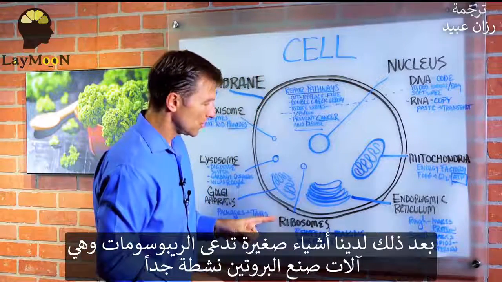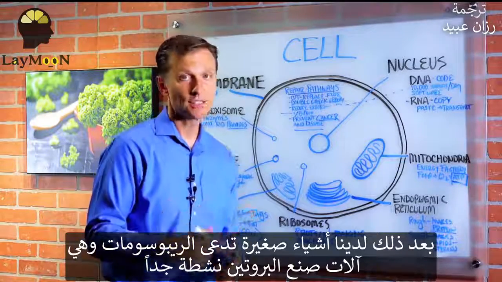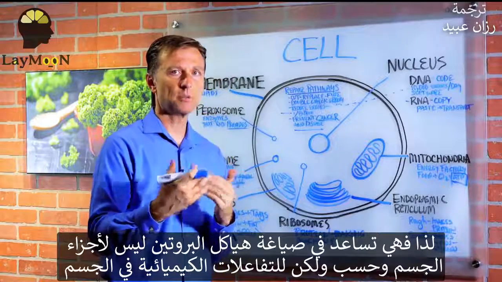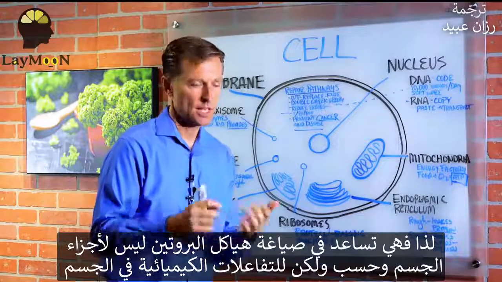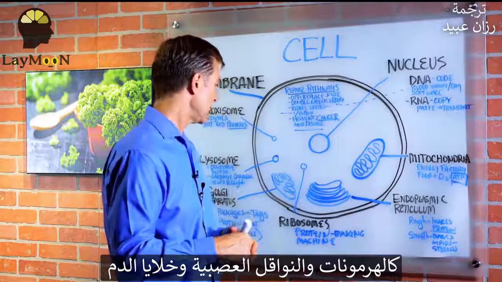And then we have these little things called ribosomes, which are basically protein-making machines on steroids. So they actually help in making different protein structures, not just for body parts, but for body chemicals like hormones and neurotransmitters, blood cells, you name it.